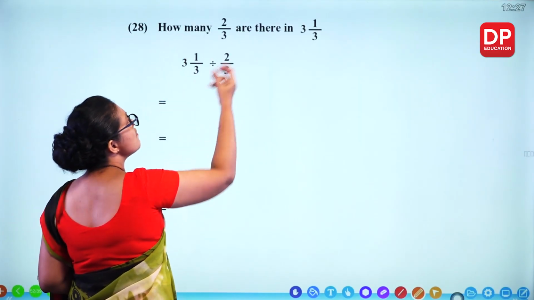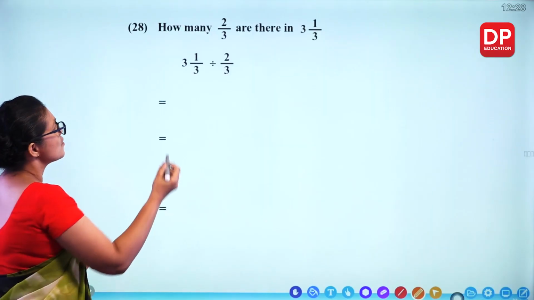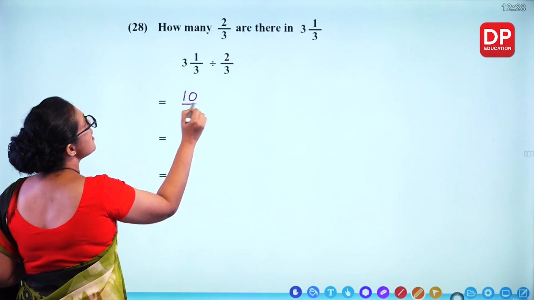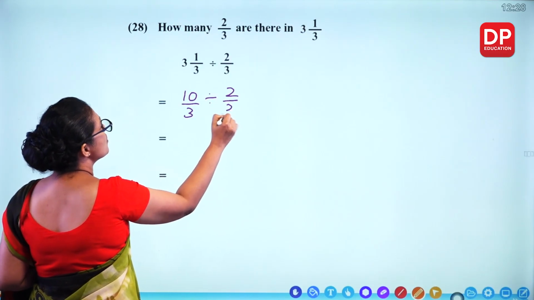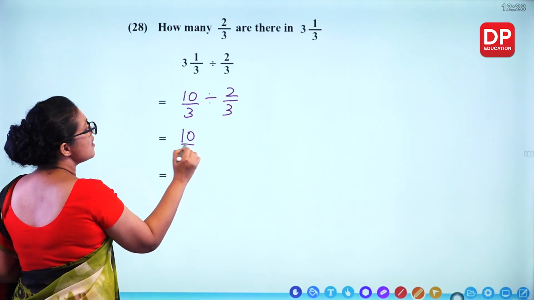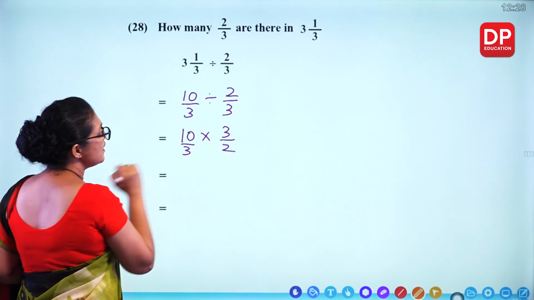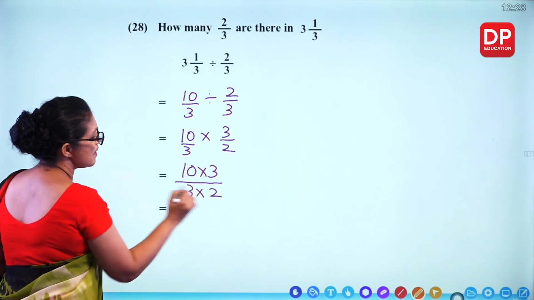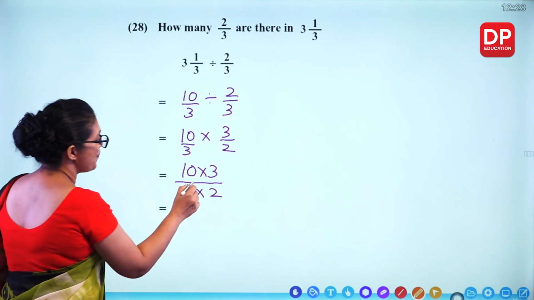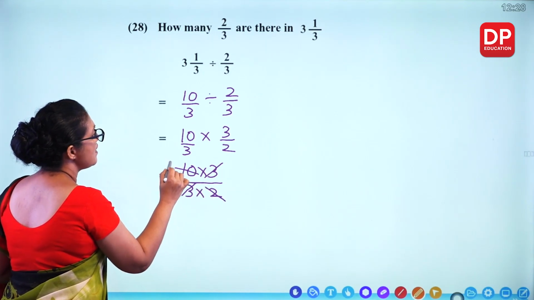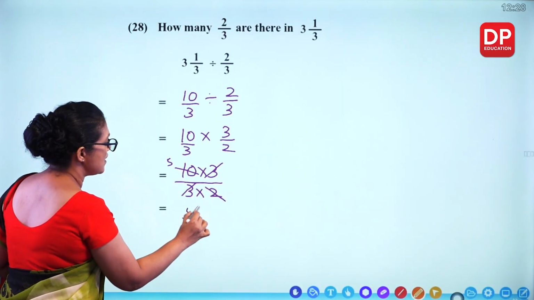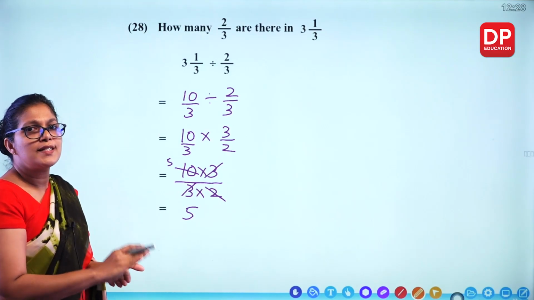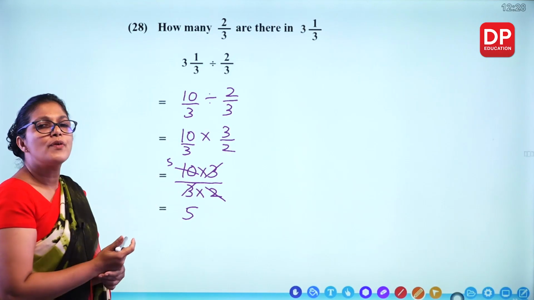3 1/3 you divide by 2/3. So this is division. First convert to improper fractions. 10/3 and 2/3. So 10/3 multiplied by the reciprocal. Multiply the numerator separately and the denominator separately and simplify. 3 and 3, 2 and 5. So 5 is the answer. So that means 5 2/3 parts are there in 3 and 1/3.